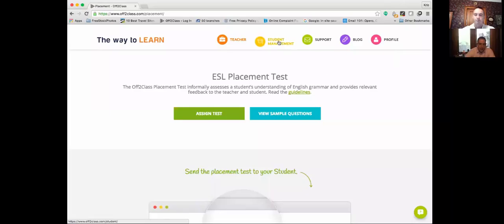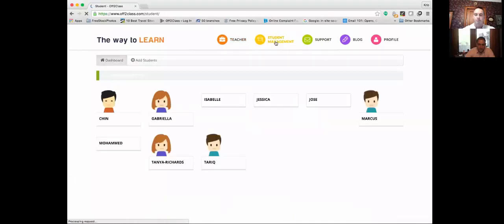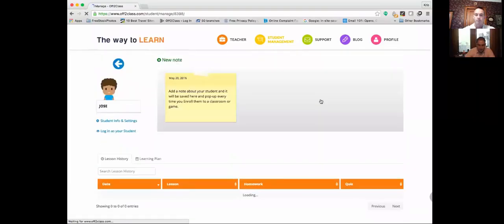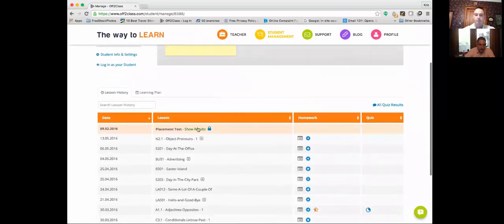And I'm going to show you what you get back from your students. So I'm going to go to this yellow student management button. This is where I manage my students in Off to Class. I'm going to press on that. And here are all my students. I'm going to click on Jose. I know that Jose took the placement test recently. And here are Jose's placement test results. So I'm just going to click on them and open them up.